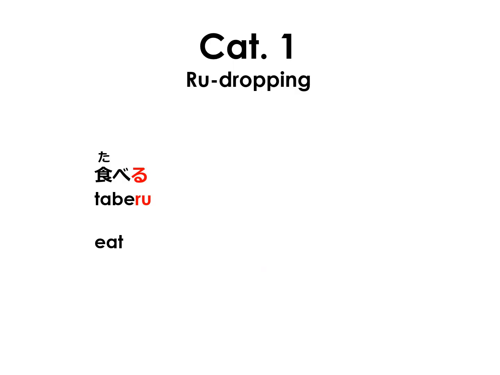However, if you start off from the dictionary forms, you need to remember a few things, depending on the category of the verb. If it's a Category 1 verb, simply drop the ru, and what's left is the conjunctive form. For example, the verb taberu, which means to eat. Drop the ru, and what's left is the conjunctive form, tabe.